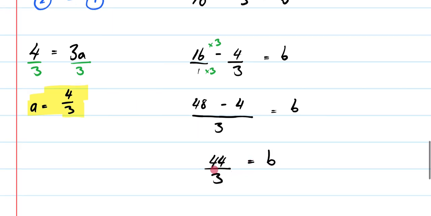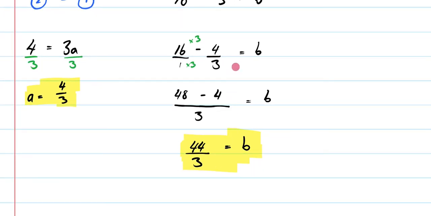And just like that, we have answered this question. As you can see, we have a equals 4 over 3, and we have b equals 44 over 3. Not pretty numbers at all, but overall, I hope this video was helpful to you. I'll see you in the next one.